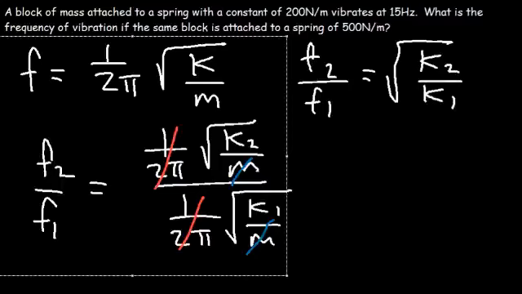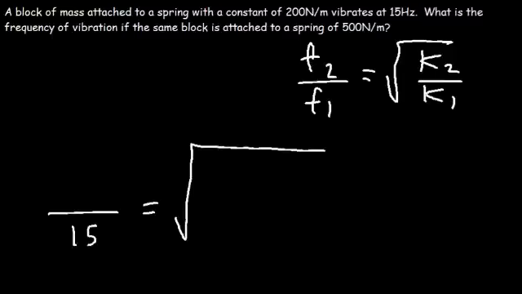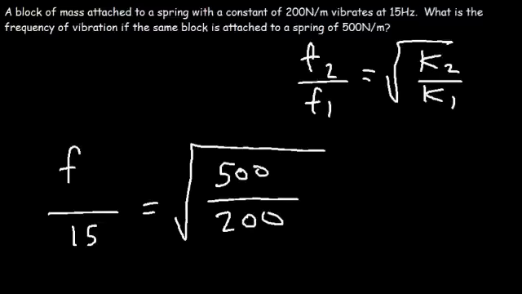So as you increase the spring constant, not the force, but the frequency will increase. So the frequency should be higher than 15 hertz. F1 is 15, and that corresponds to a K constant of 200. K2 is 500, and we're looking for F2.